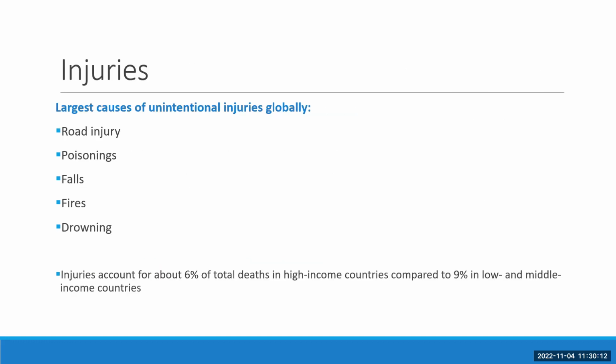Injuries, it's important to know, the largest causes of unintentional injuries globally are the ones listed here: road injury, poisonings, falls, fires, and drownings. And it's also important to know that 6% of total deaths due to injuries are in high-income countries compared to 9% in low and middle-income countries. So a takeaway there is that there's more deaths happening in low and middle-income countries due to injuries than high income, which is probably not surprising.